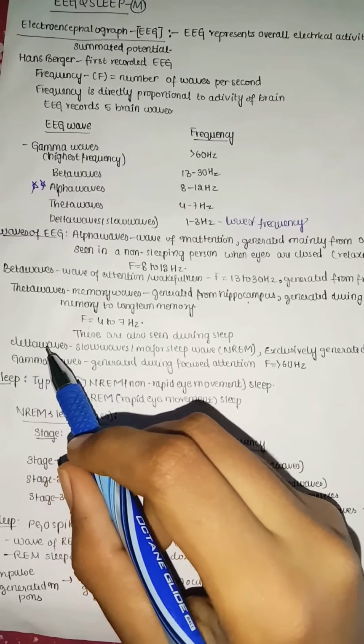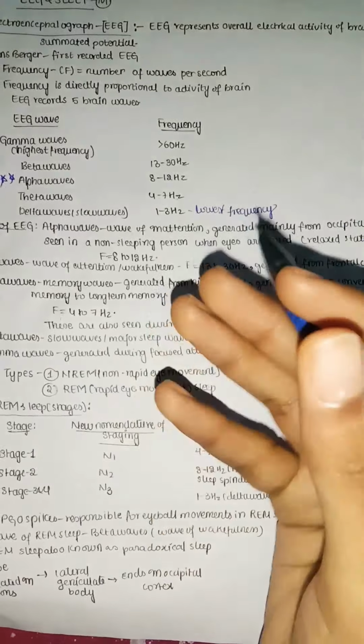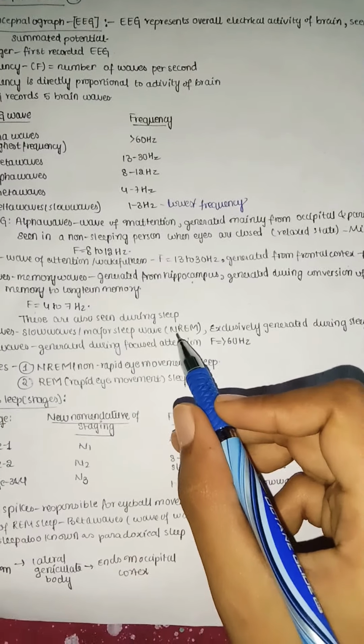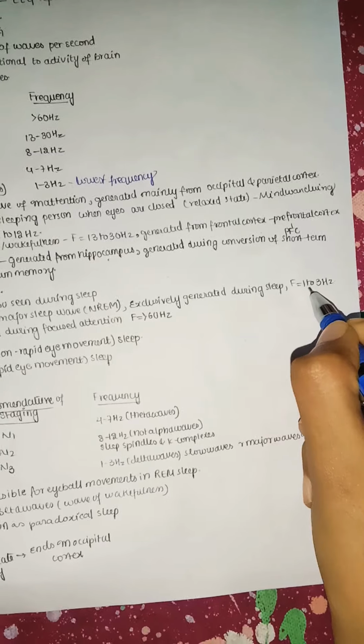Next let us see the delta waves, the slow waves and major sleep wave. As a slow wave, it's the major sleep wave, especially in non-REM sleep. So it is exclusively generated during sleep, and the frequency is 1 to 3 hertz, slow waves.